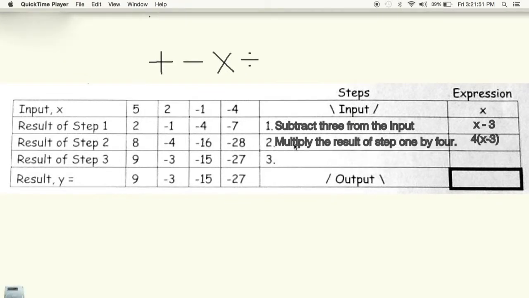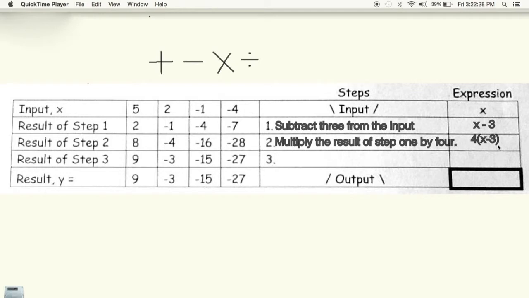We need to multiply the result of step 1 by 4. Again, we're going from 2 to 8, negative 1 to negative 4, negative 4 to negative 16, negative 7 to negative 28. And to get from step 1 to step 2, we have to multiply by 4. So we're going to write multiply the result of step 1 by 4. And then at the end, in the last column, we take step 1, x minus 3, and we multiply that by 4. And there's our algebraic expression. And that's what we have thus far.